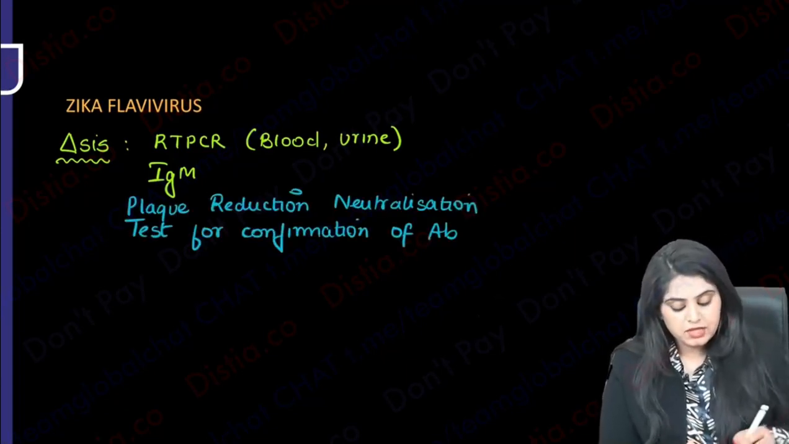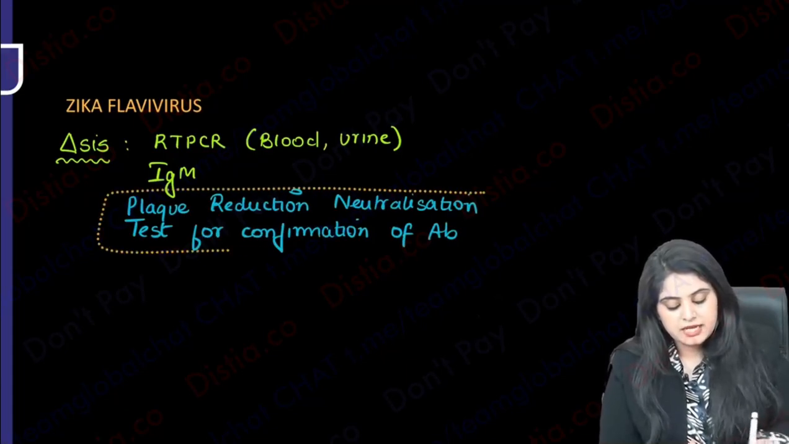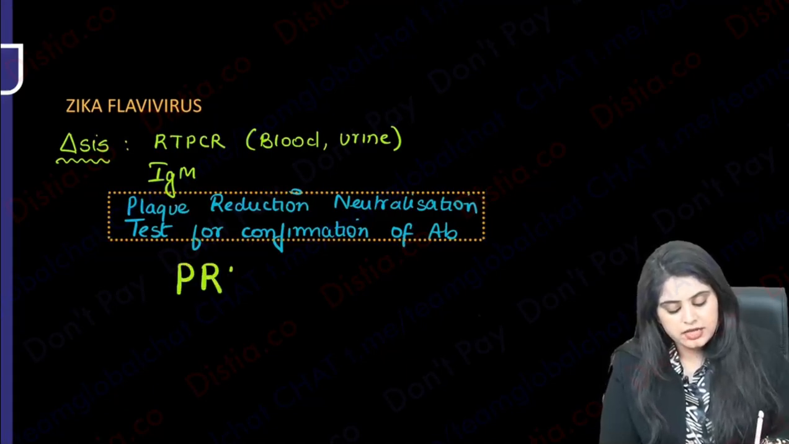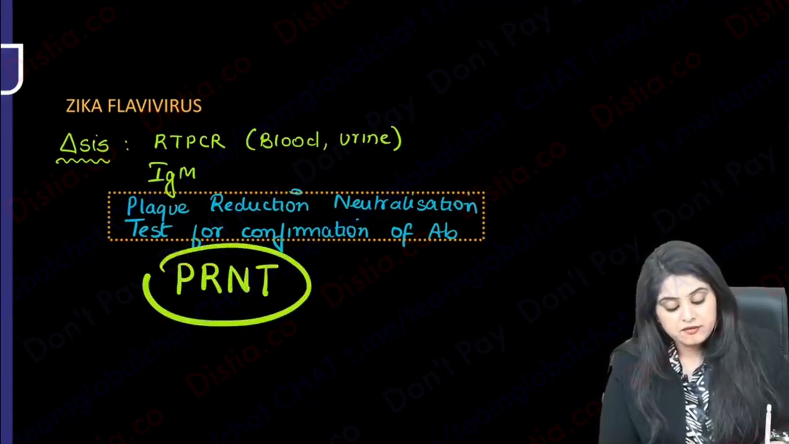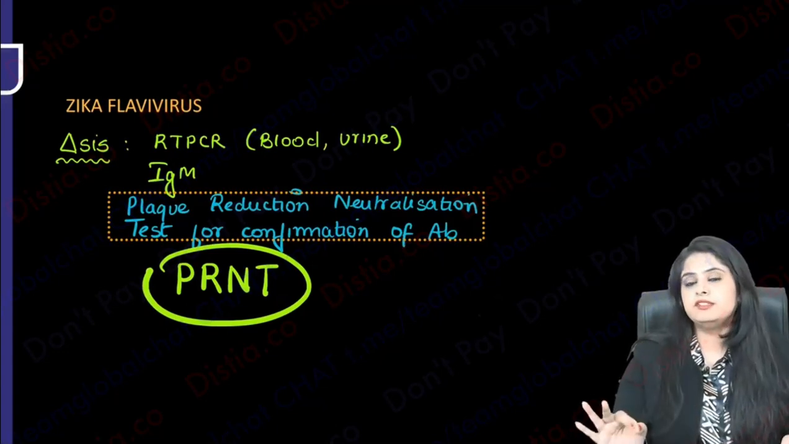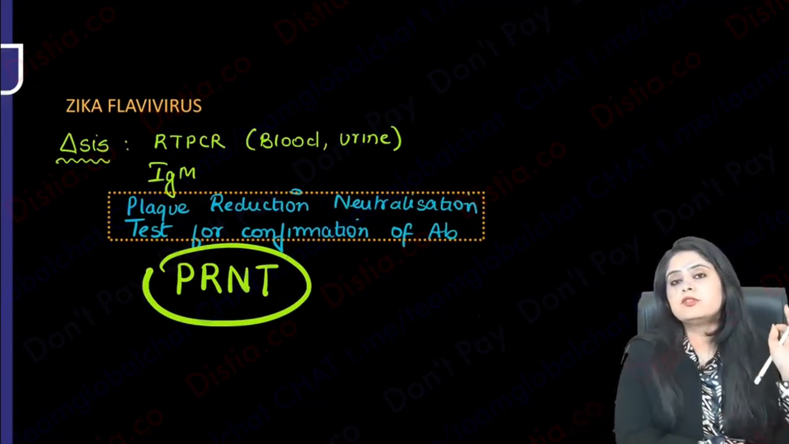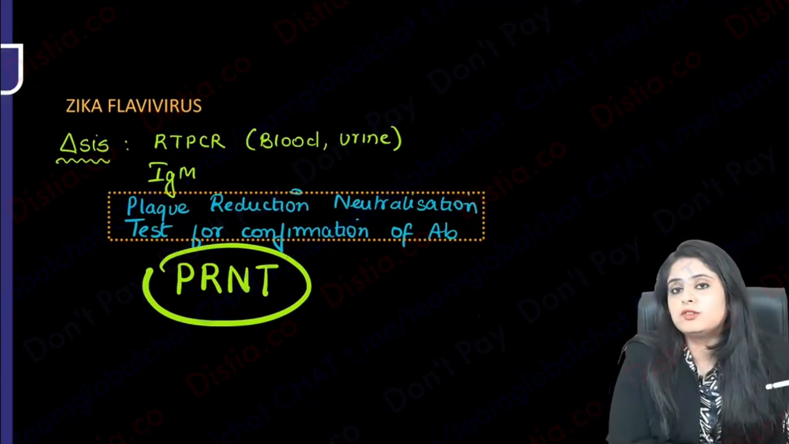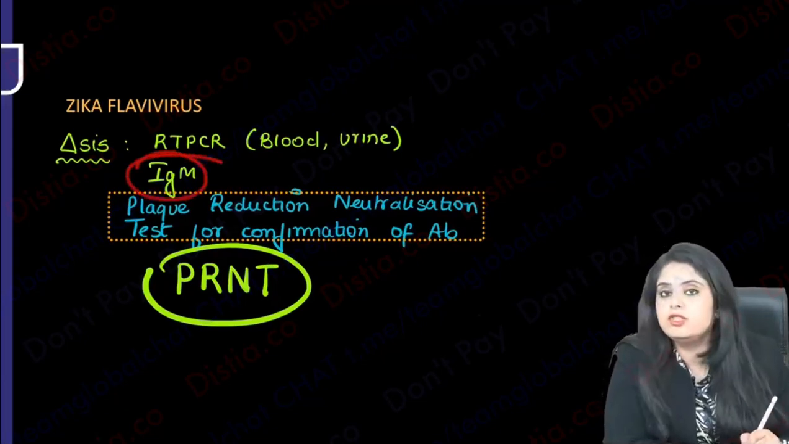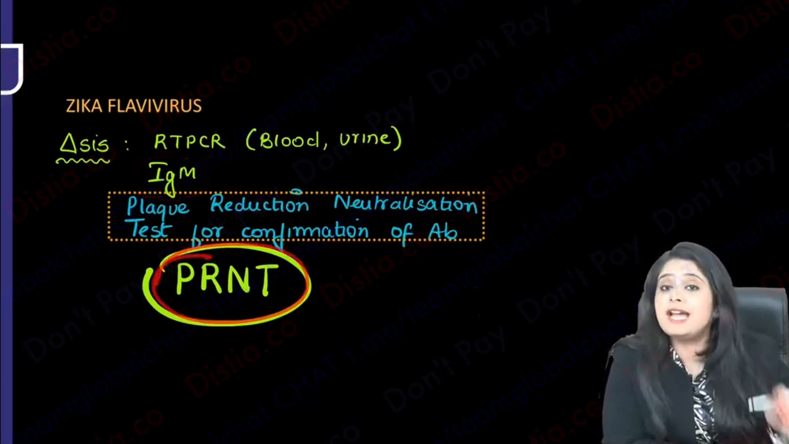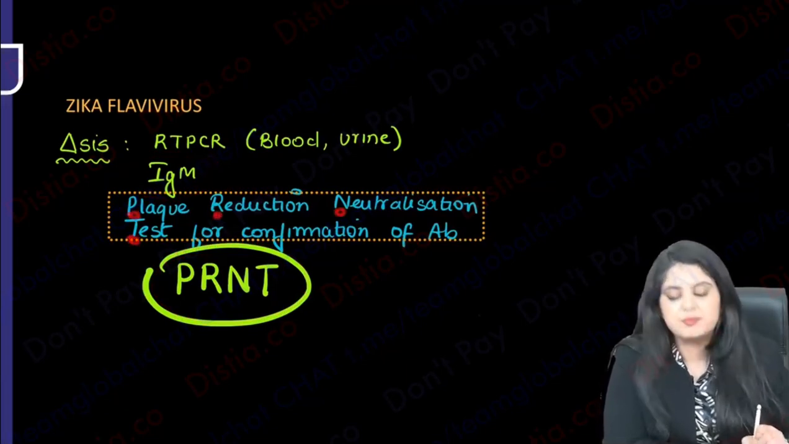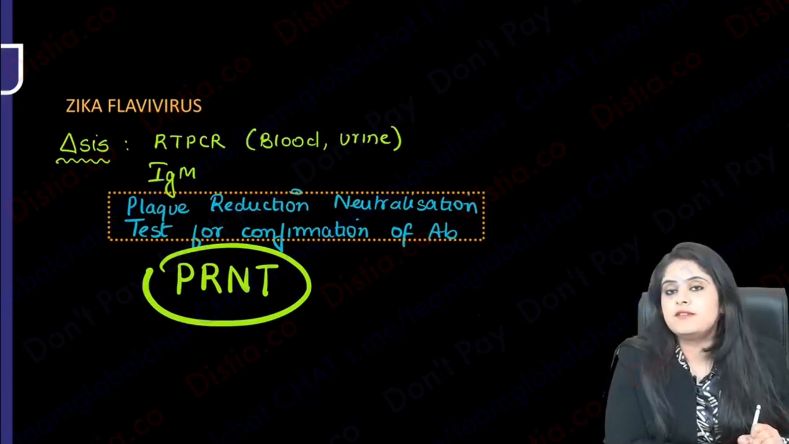Please remember, for the confirmation, we will use PRNT. What is PRNT? It is the plaque reduction neutralization test for confirming that I'm dealing with Zika virus. We will be doing this in Japanese encephalitis also. We could do this for the confirmation of yellow fever also. For any Flaviviridae family member, because we are relying on serology more for the confirmation of that particular organism, we will do a plaque reduction neutralization test. So that finishes off Zika virus also.